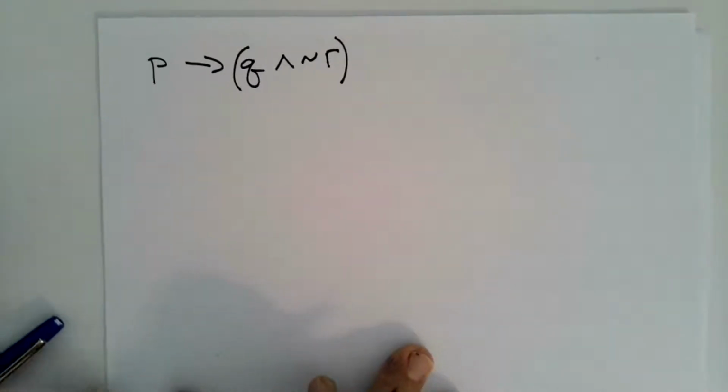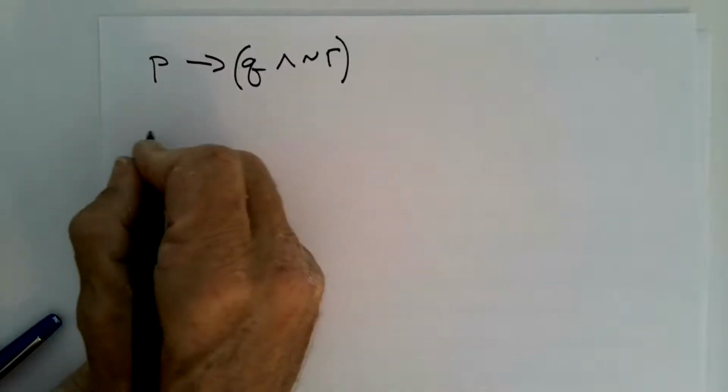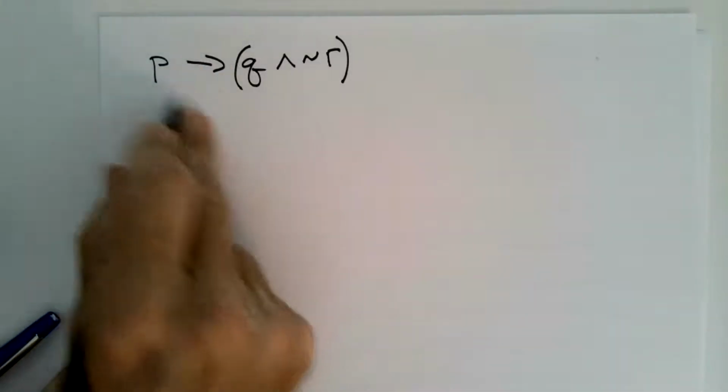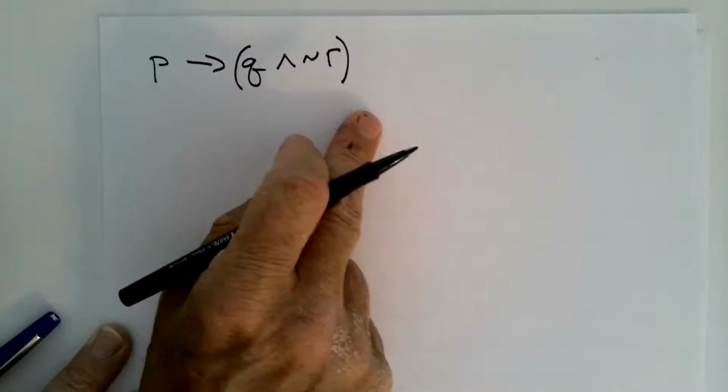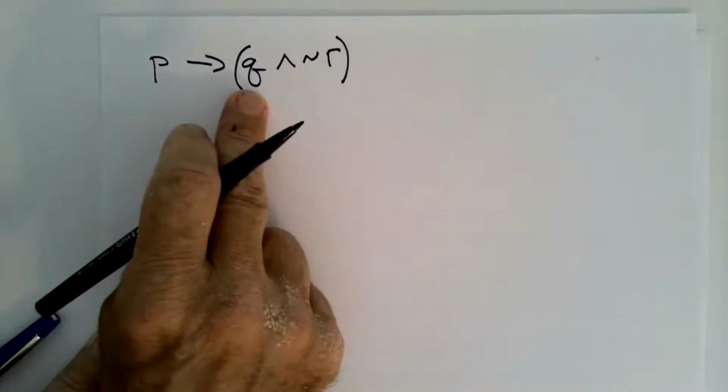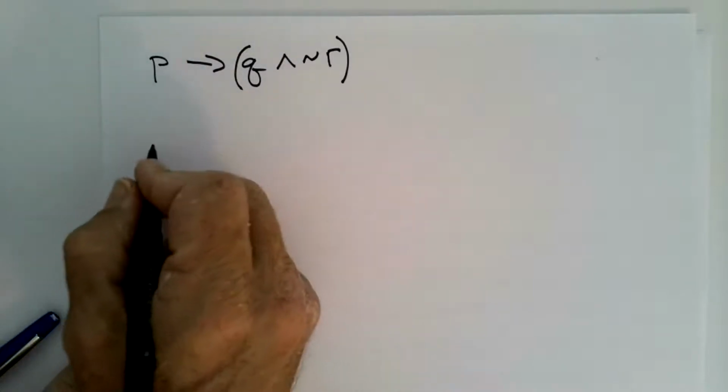So I like parentheses to avoid ambiguity. You can take a look at your textbooks to look at the various orders. But again, the implication is always done first. So if I didn't write the parentheses there, I would have had to have done P implies Q first and then and, not R.